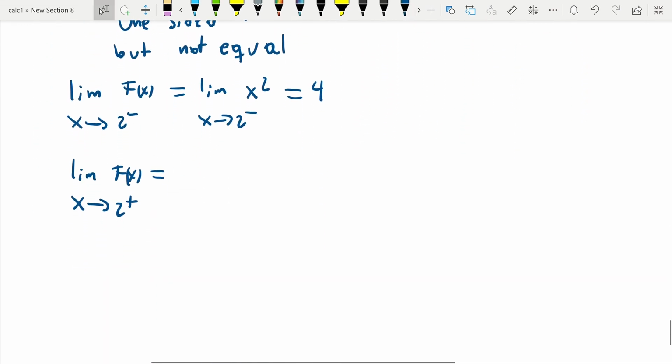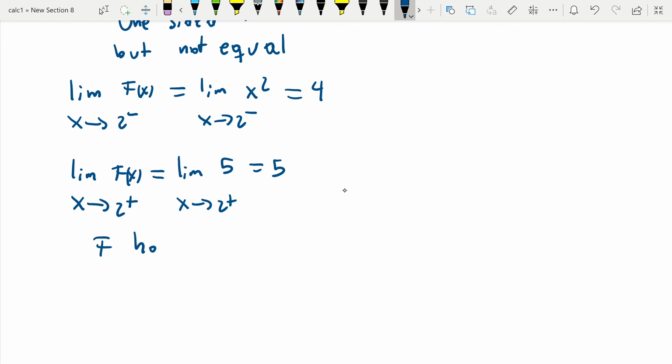And on that interval, capital F of x is equal to the constant function 5, g of x. And when we take the limit from the right of the constant 5, it just gives us that constant 5. So f has a jump discontinuity at x equals 2.